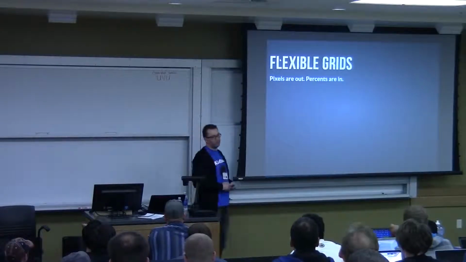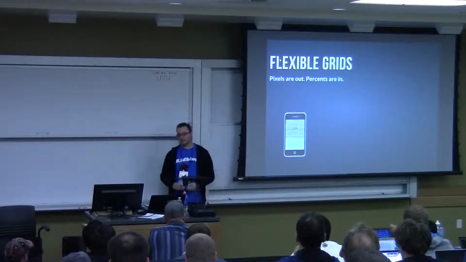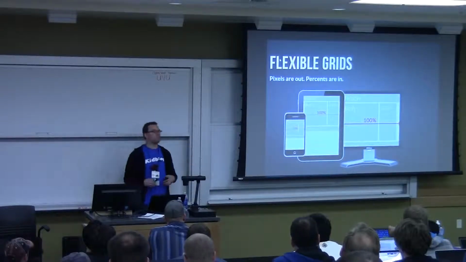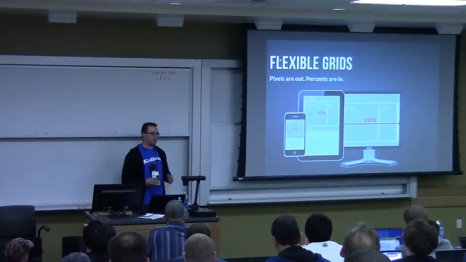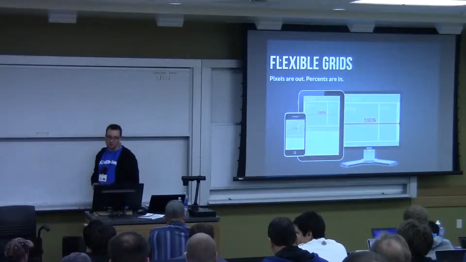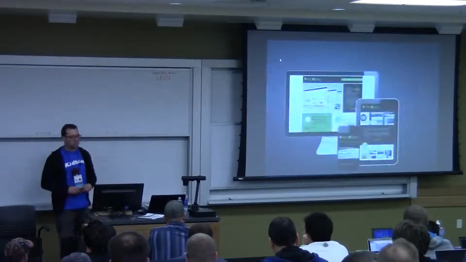The first thing you can do is flexible grids. Get rid of pixels, bring in percentages. If you look at all of these devices, no matter what device you're looking at, the viewport's always 100% wide. It's a constant. It's never going to change. And so using flexible grids based on percentages will always be safe.